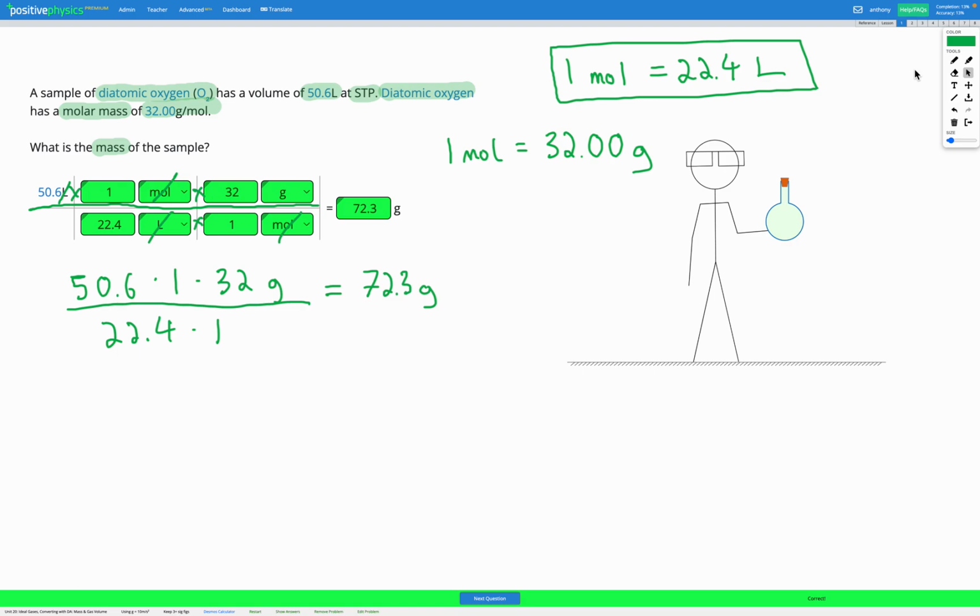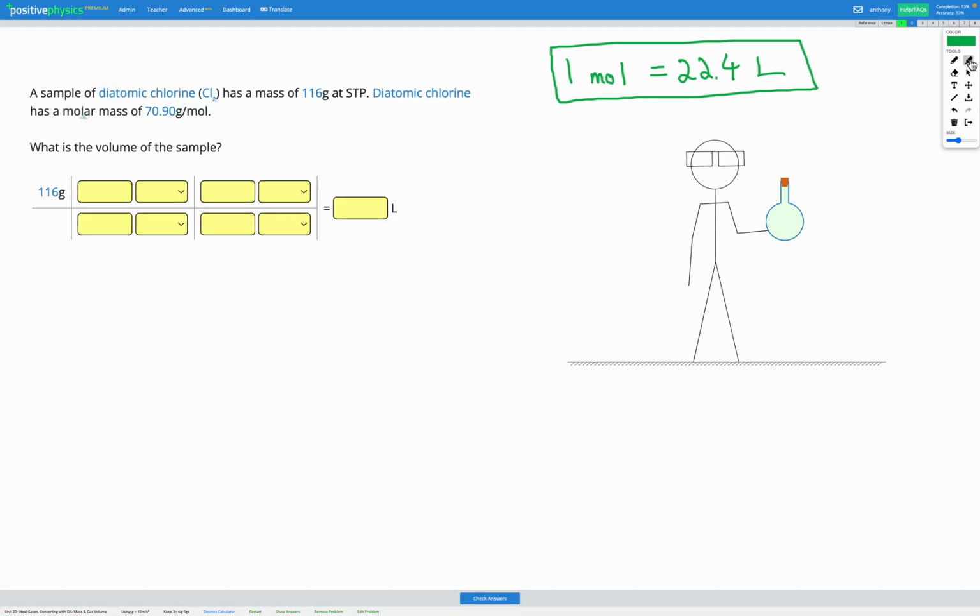Let's do one more question of this type. This time, we have a sample of diatomic chlorine, Cl2, that has a mass of 116 grams at standard temperature and pressure. We're told diatomic chlorine has a molar mass of 70.90 grams per mole. Okay, so same as last time, the molar mass is going to be one of our conversion factors. So let's write that down.